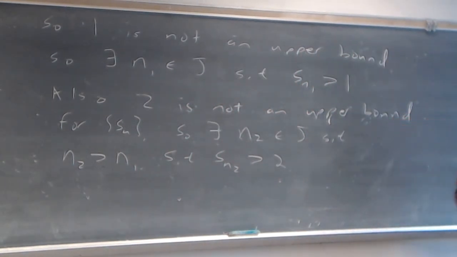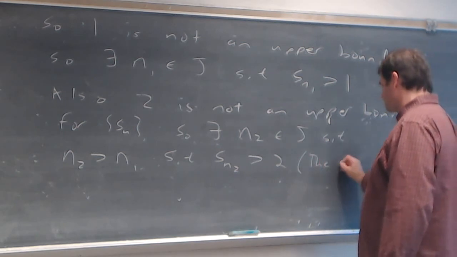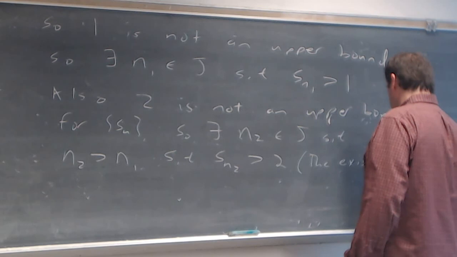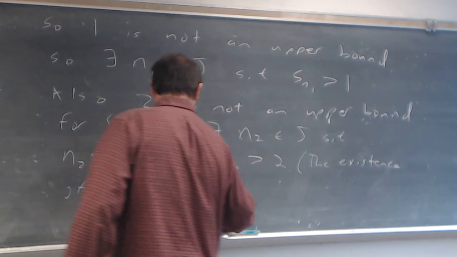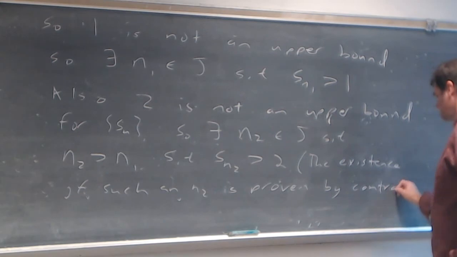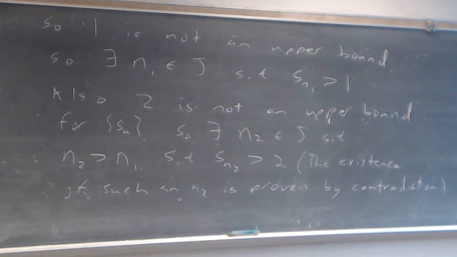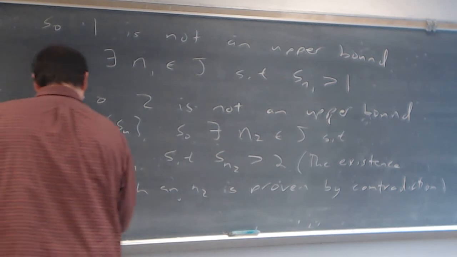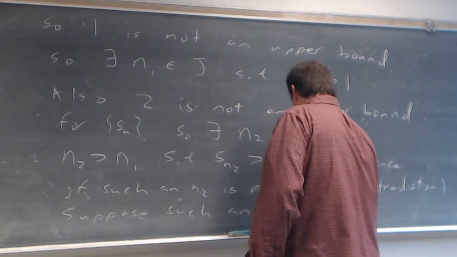Okay. I said I didn't justify it. I don't want to justify it here on the principle. The existence of such an n sub 2 is proven by contradiction. What do I mean? Well, suppose that such an n sub 2 didn't exist. Suppose you didn't have an n sub 2. Suppose such an n sub 2 did not exist.